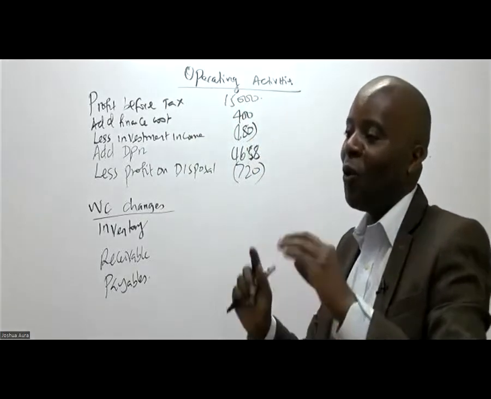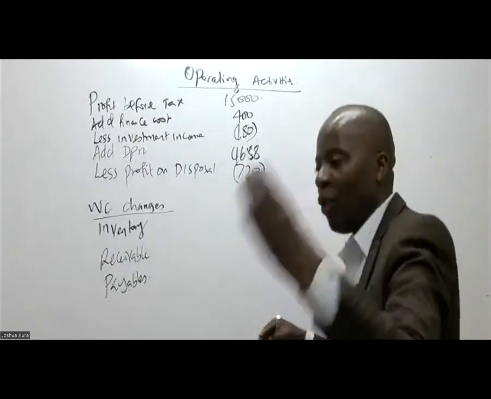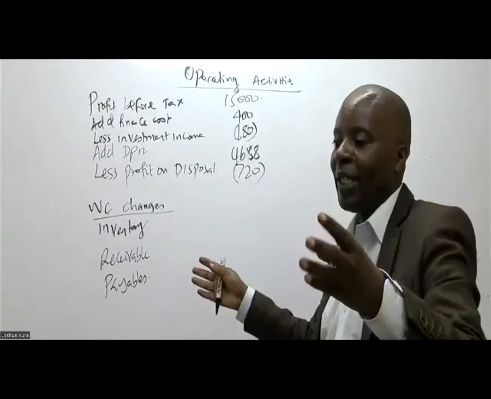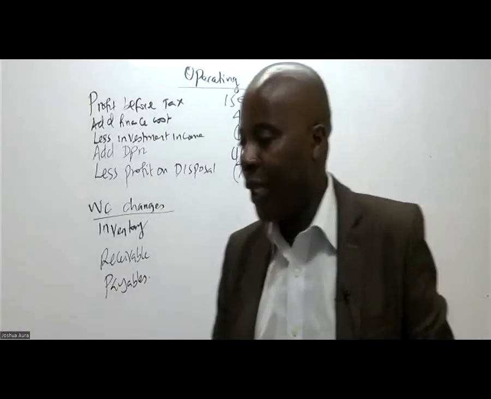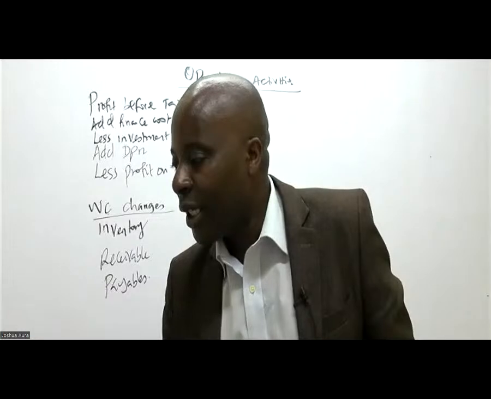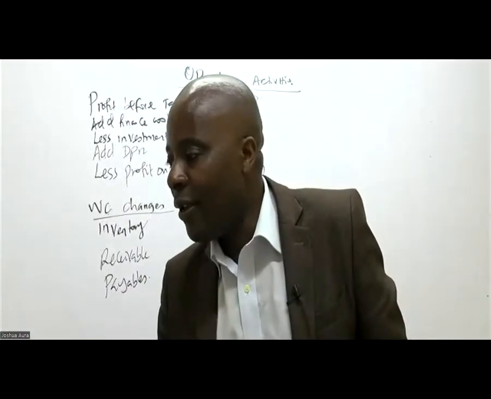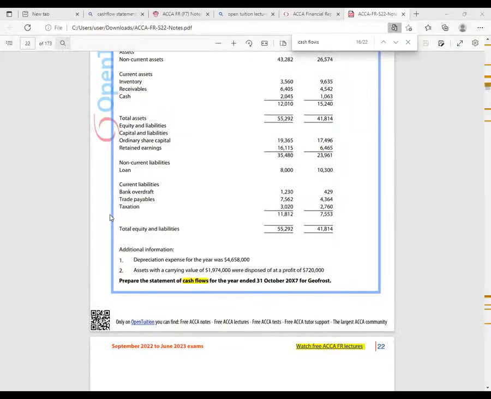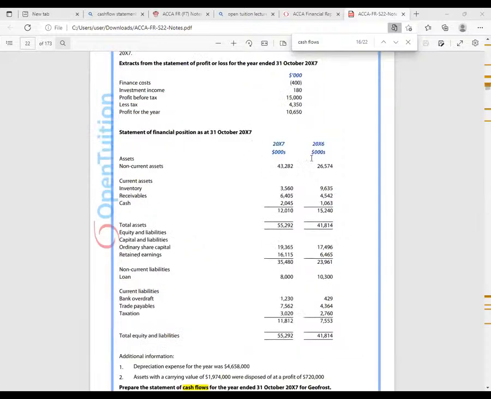So remember, for working capital changes, it is basically the movement where you take the opening balance and the closing balance and see the growth or the reduction. So we start with inventory. I'm seeing inventory here under current assets. Remember, this is the opening year and this is the closing year.